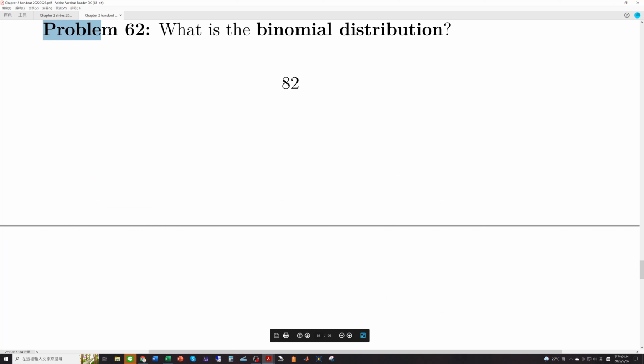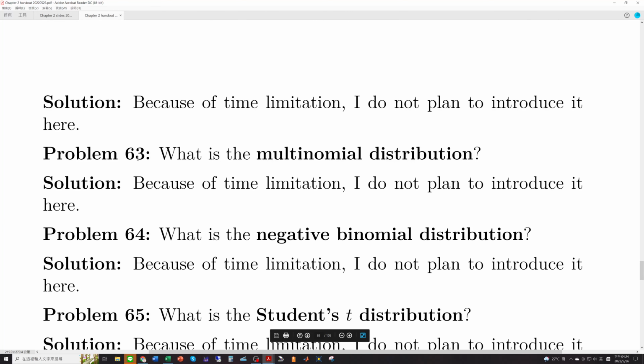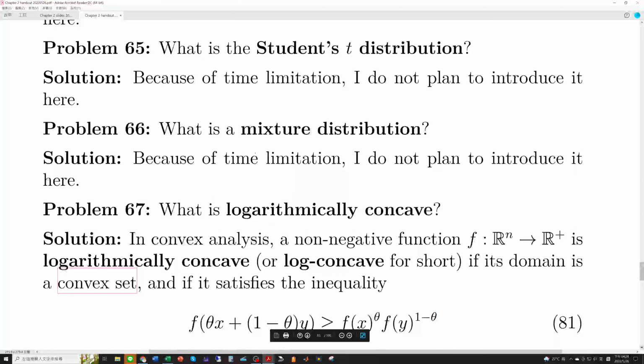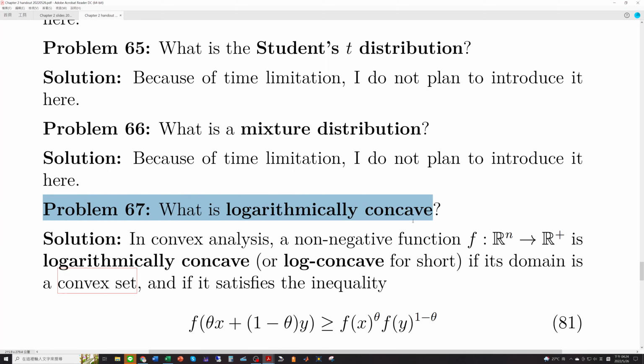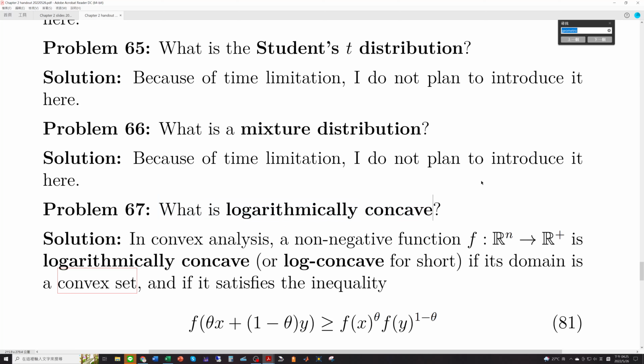So next, problem 62. We have seen this before. 63, 64, 65. 66. We have already seen this problem and solution before. So problem 67. What is logarithmically concave? Why do we need to know what logarithmically concave is? We can search for the word logarithmically. Okay, here.